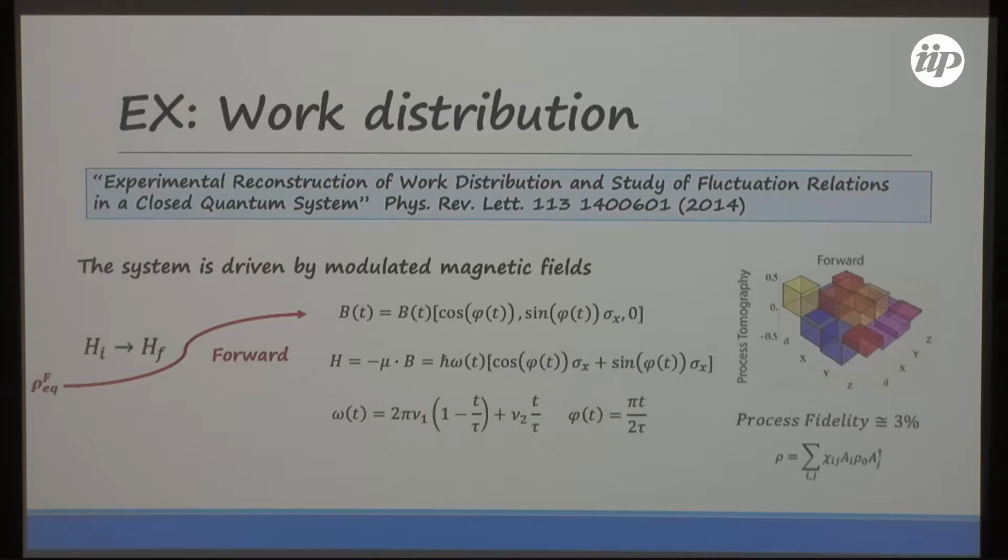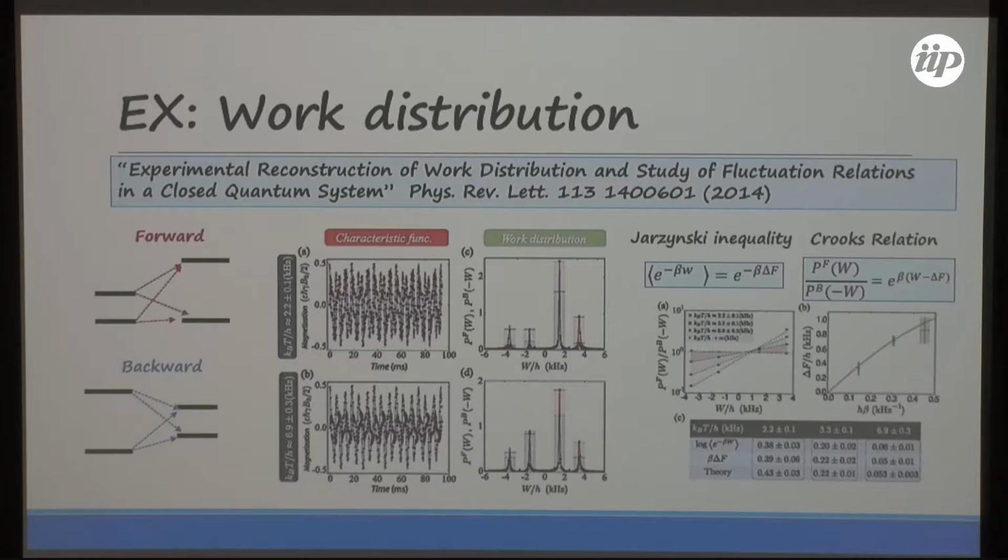So the two basic things to perform the experiment are the ability to create these states, and the ability to implement very precise Hamiltonians using modulated magnetic fields. Well, I show again that paper with Roberto and Mauro. We used this setup to observe the work distribution and fluctuation theorems in the quantum regime.